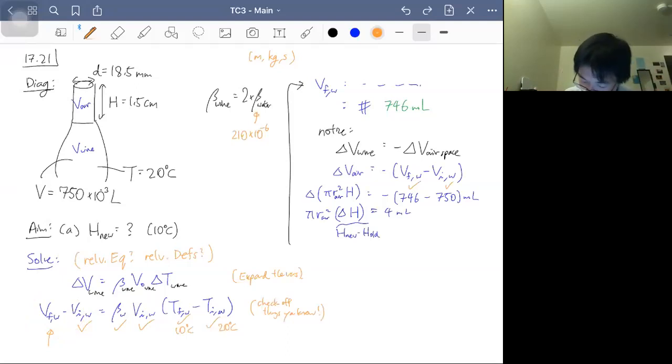So pi is pi, radius is essentially known, right? Half of the diameter. Do I know h new? No, that's the variable, okay? Do I know h old? Yes, that's 1.5 centimeters. And I know the right-hand side. That's done.